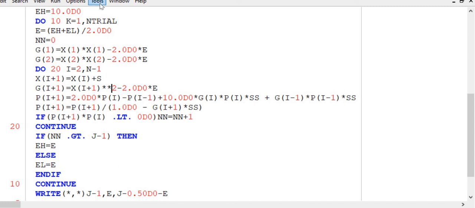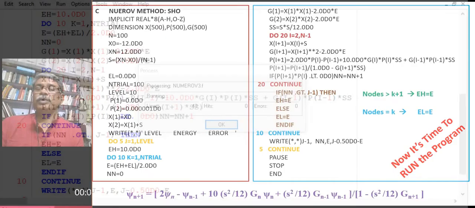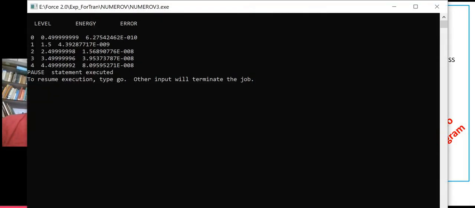So let me run the program for the SHO system, where I have assumed that mass is 1 unit, atomic unit, where K is also atomic unit. So I have run the program. Now you see level 0, 1, 2, 3, 4. So 5 levels it has produced, and energy. The ground state is 0.499999. I think you will agree with me that I can safely accept it as 0.5. The second one is 1.5, the third one is 2.5, 3.5, 4.5.